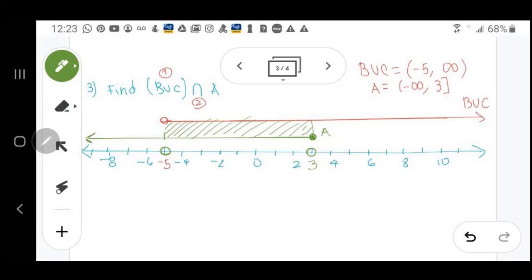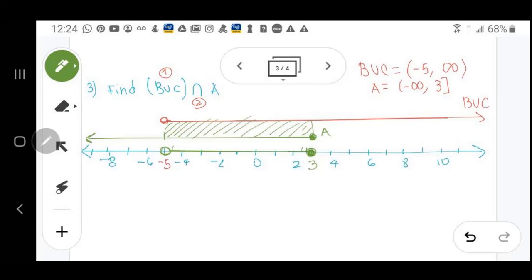The other point, 3. It is included in A because it goes from negative infinity to 3, including 3. And it's also part of the interval B union C. So in this case, the extreme 3 must be included. So it's a solid dot. And finally, I'm going to shade all the values in between, the values that we just found.